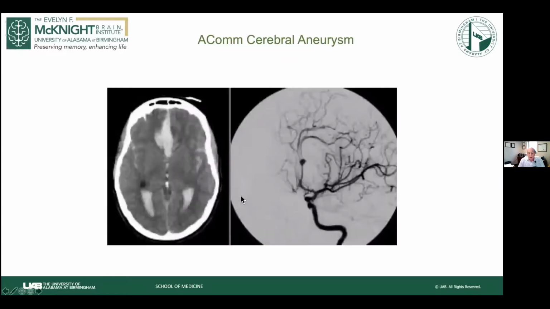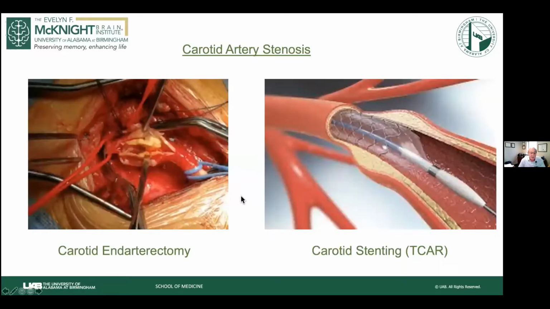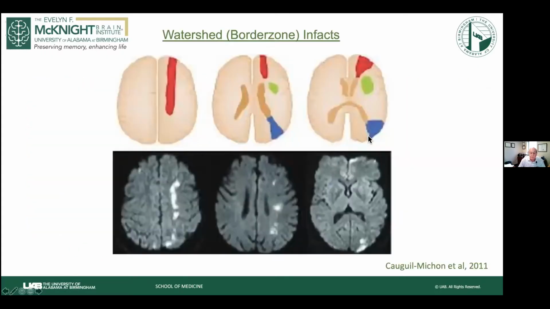There are two ways of treating arterial stenosis like this, carotid artery stenosis. You can actually take out the plaque through a process we call a carotid endarterectomy, or you can put in a stent and do angioplasty, which takes the tissue and compresses it against the wall, and then you put in a metallic stent, as you can see over here, and that also allows blood to be reperfused to the brain. The TCAR refers to just the technique of delivering that catheter.